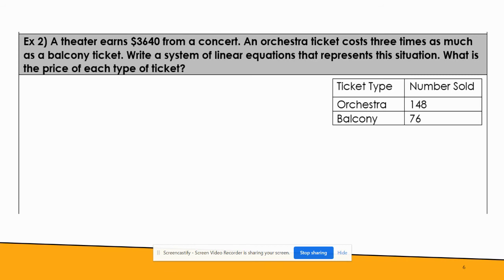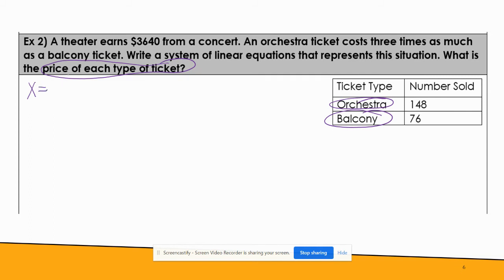Word problems. I love word problems. So we're talking about a concert, and we're trying to figure out the price of each type of ticket. That's usually my first stop. Is what am I trying to find out? I'm trying to find out the price of each type of ticket. Well, what types of tickets do we have? Well, we have orchestra tickets and balcony tickets.